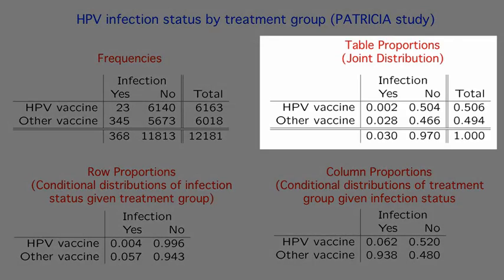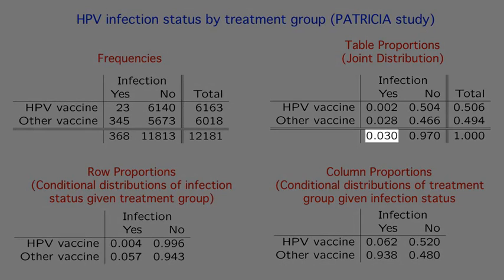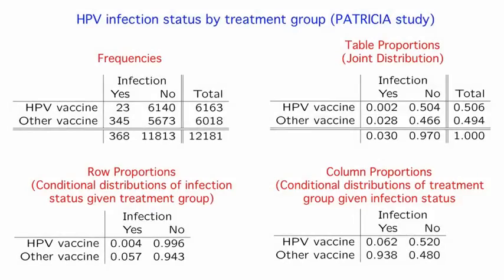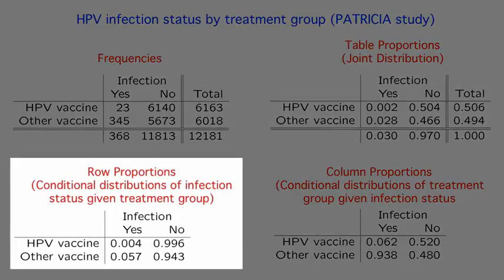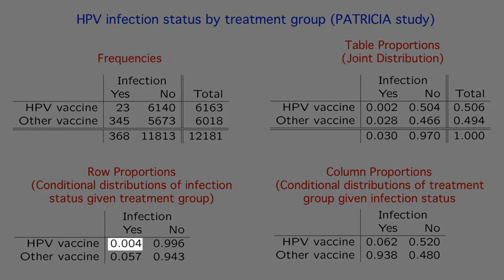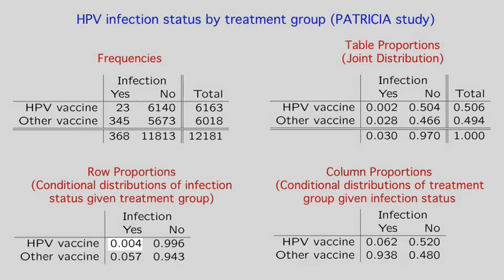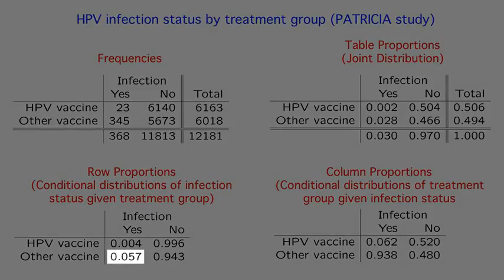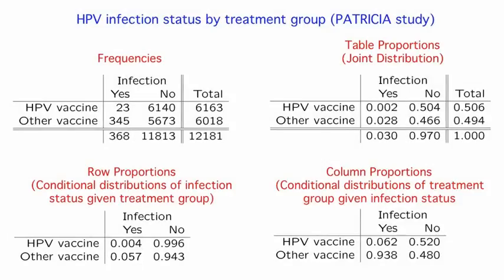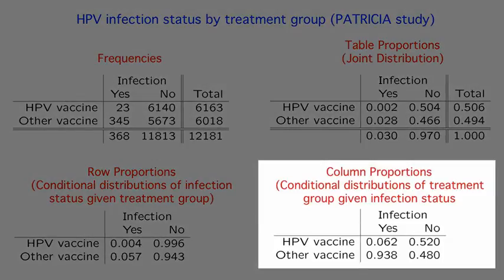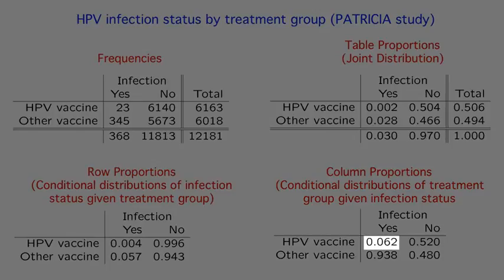In the joint distribution of proportions, we see that 3% of the subjects acquired an infection, with 2.8% of those in the group who did not receive the HPV vaccine. In the table of row proportions, we see that, of participants who received the HPV vaccine, only 0.4% acquired an infection, while in the group of patients who did not receive the HPV vaccine, 5.7% acquired an infection. And in the table of column proportions, we can learn information such as, of the subjects who acquired infections, 6.2% were in the group that received the HPV vaccine, and 93.8% were in the other group.